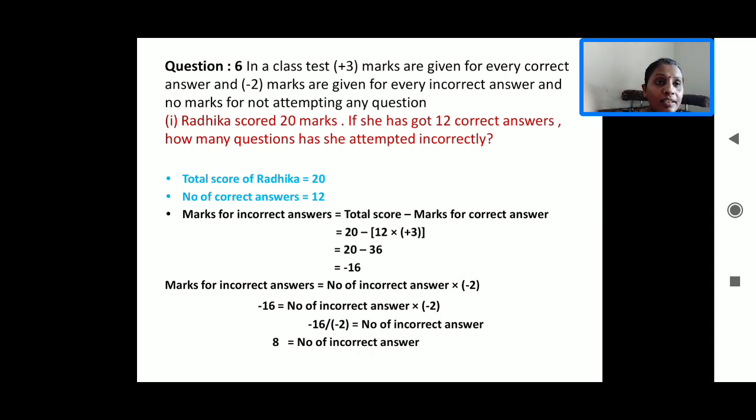Now, as we know, minus 2 marks are given for one incorrect answer. We want to find the number of incorrect answers. We have the marks, but we don't know how many incorrect answers she has given. So marks for incorrect answers is equal to the number of incorrect answers multiplied by minus 2. So minus 16 is equal to number of incorrect answers into minus 2. So minus 16 divided by minus 2, the number of incorrect answers will be 8. So she has attempted 8 questions incorrectly.